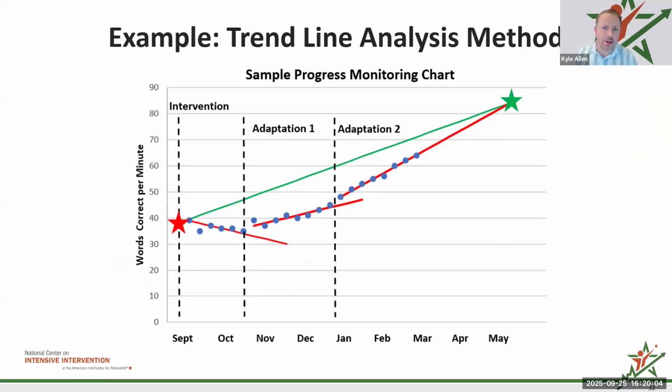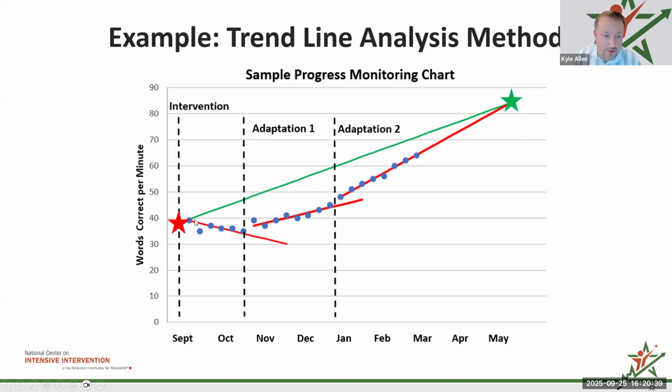Another example is trend line analysis. We haven't talked about these vertical lines. These are just called phase lines. They just represent different phases of this intervention process, and that's pertinent to this graph, and you'll see why. Here's my required rate of improvement, my goal line, what a student has to do to get from where they started, baseline, to where I want them to be, goal. Here's their actual data. Their actual data tells me about their actual rate of improvement compared to their required rate of improvement.